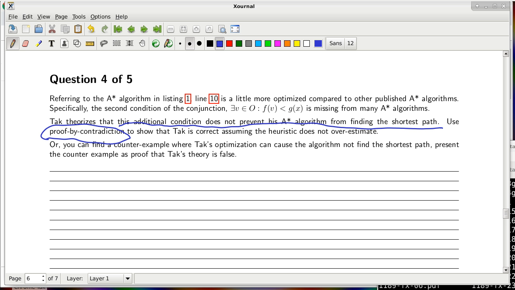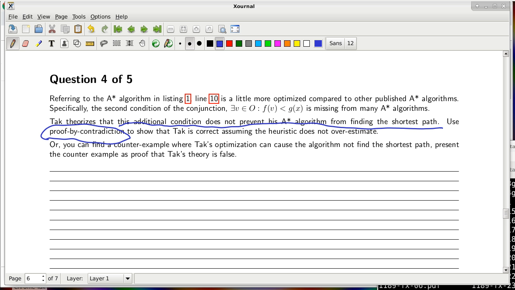So there's at least one case, right? There's at least one case where this additional condition prevents the A star algorithm from finding the shortest path. Now you have to show how that is not possible. Okay? So how do you show that is not possible? In other words, this condition is false.